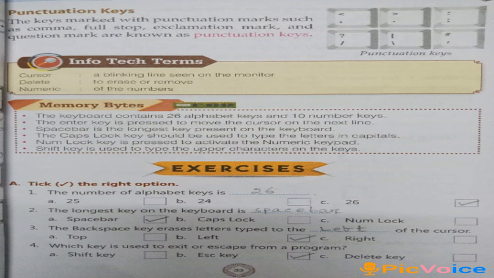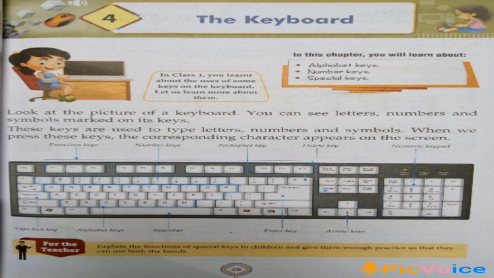Page number 33. Punctuation keys. The keys marked with punctuation marks such as comma, full stop, exclamation mark and question mark are known as punctuation keys. My dear students, let us know more about keyboard.